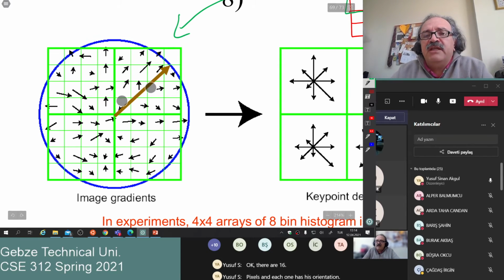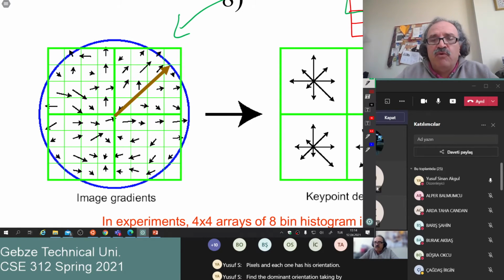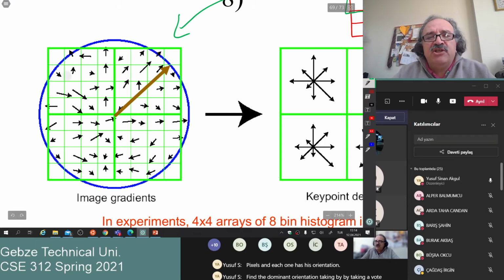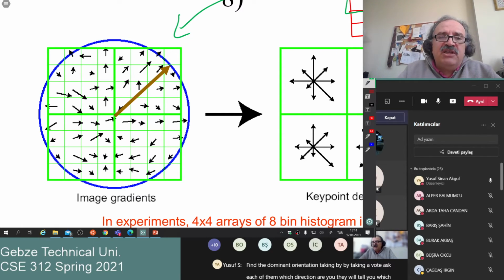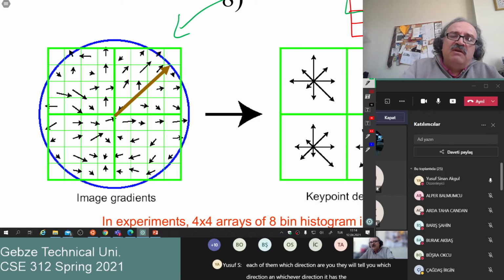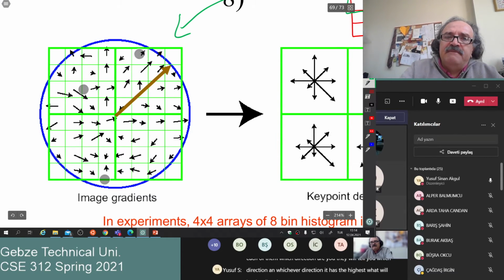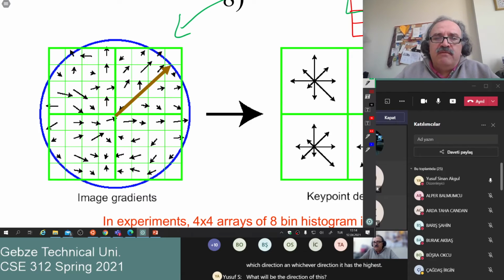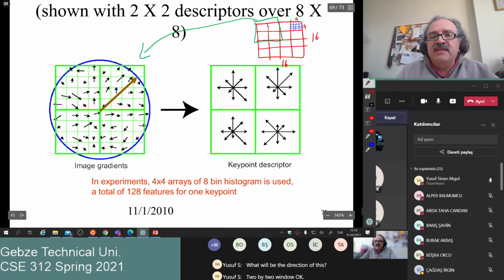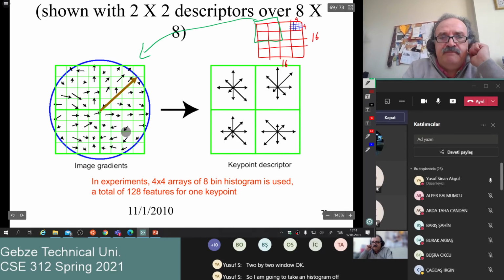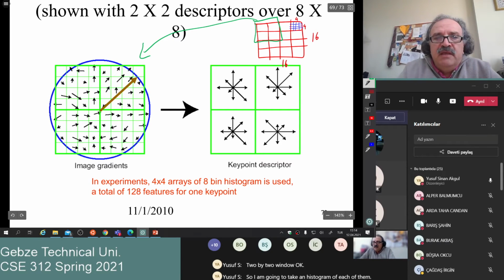Find the dominant orientation by taking a vote. Ask each of them which direction are you. They will tell you which direction, and whichever direction has the highest vote will be the direction of this 2 by 2 window. Okay, so I am going to take a histogram of each of them. What do I mean by histogram?